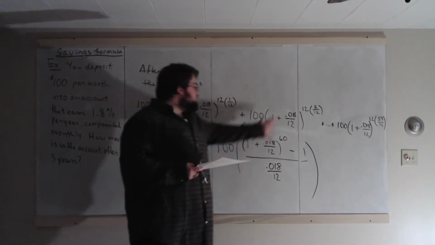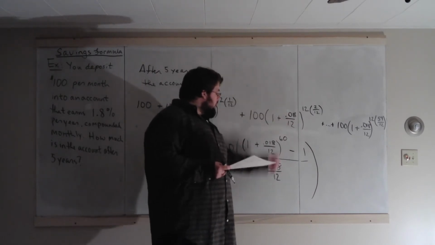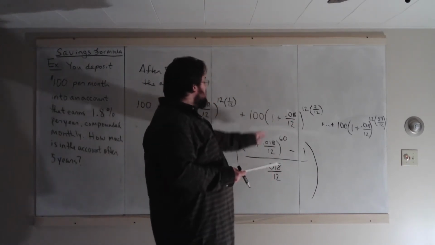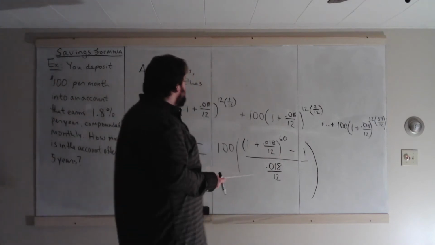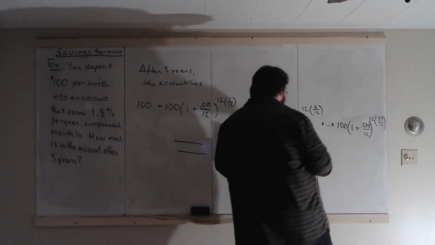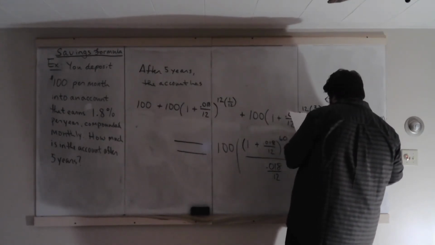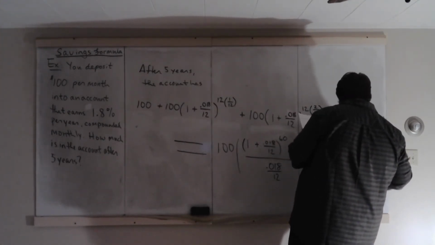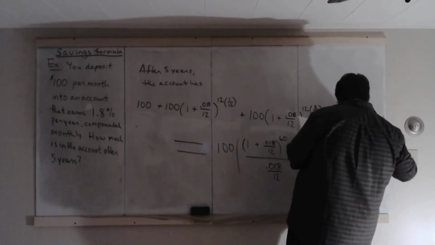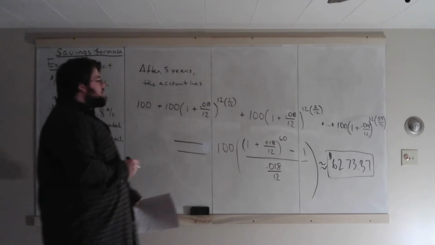Notice this rate quantity is still here. The rate divided by compounding periods is down there. And instead of any of these numbers, 0 through 59, we have a 60 here. This is approximately equal to what? 62.73 and 37 cents. Now, this large sum is equal to this.